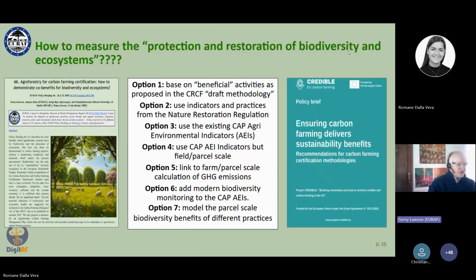So it's been considered in a policy briefing from EURAF and also in another policy briefing produced by this Credible project, in which a number of options are there. The current regulation is actually quite flexible, and it says that if you introduce an activity which scientific literature shows as being beneficial, then that's all you need to do. But there are various options using indicators where we can more and more quantitatively demonstrate the nature value, the biodiversity value of different practices. So the next slide takes us through those quite quickly.